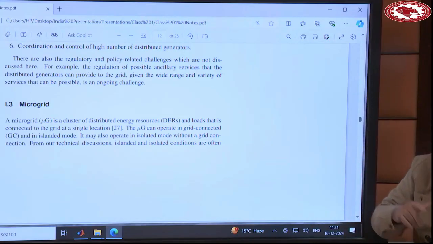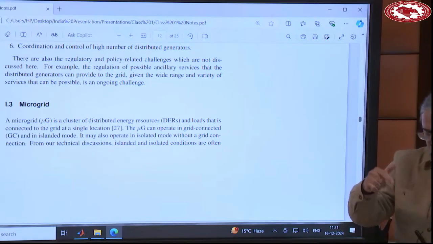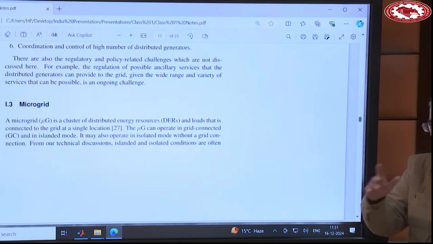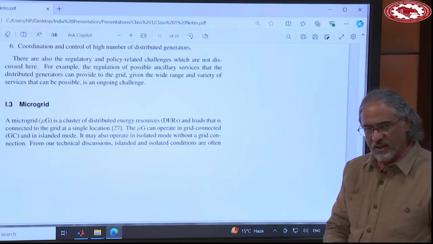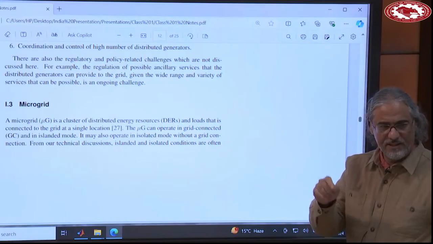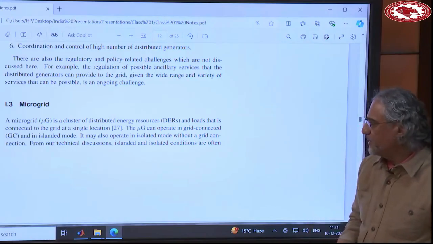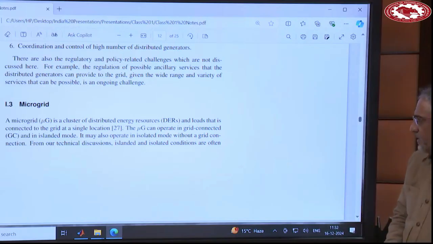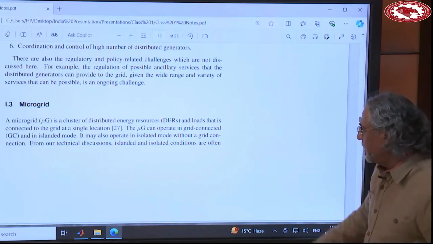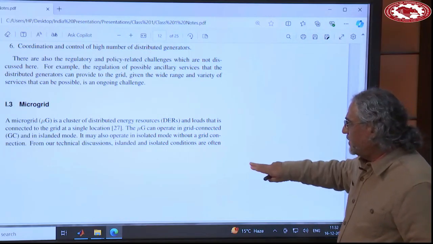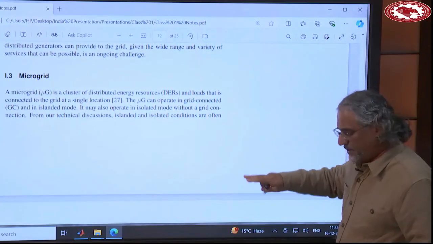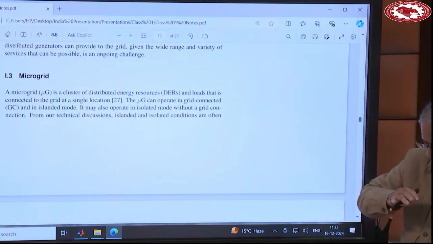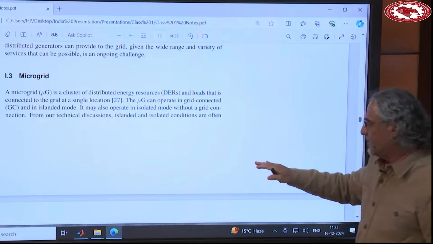And that entity is connected to the rest of the network at one single point. So now you can look at this cluster of generators and loads as one entity and deal with it as one entity. That is a microgrid. So a microgrid is a cluster of distributed energy resources and loads that is connected to the grid at a single location. It can operate in grid-connected and islanded modes, so at that particular point it can be disconnected from the power grid or connected.